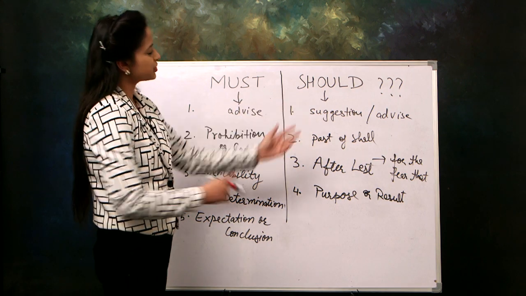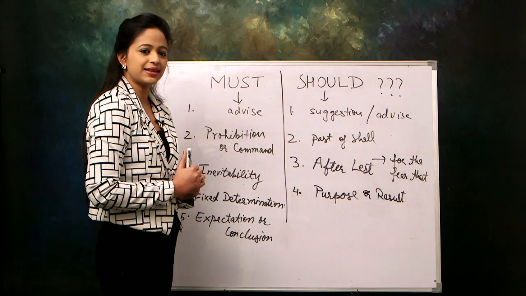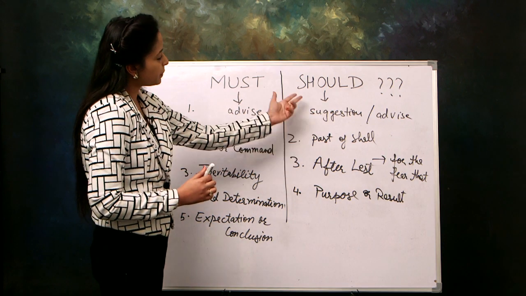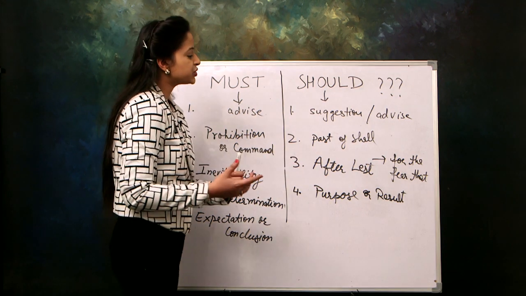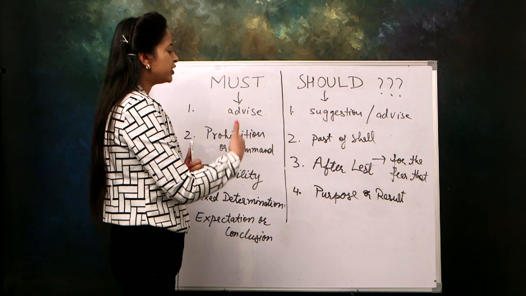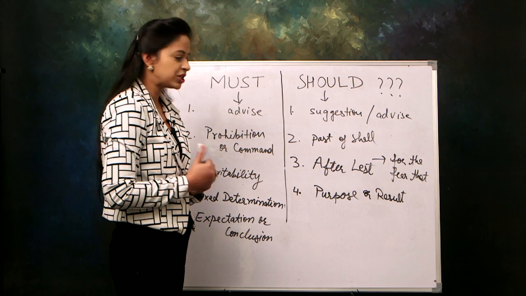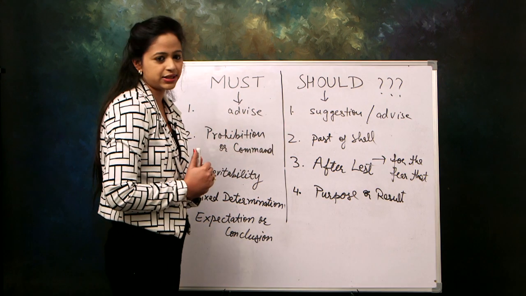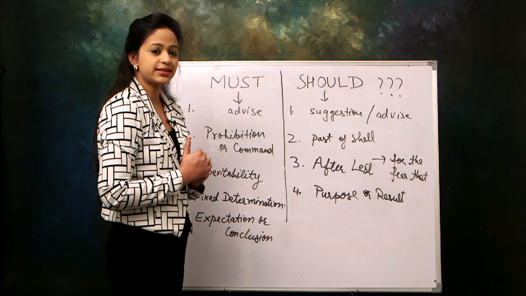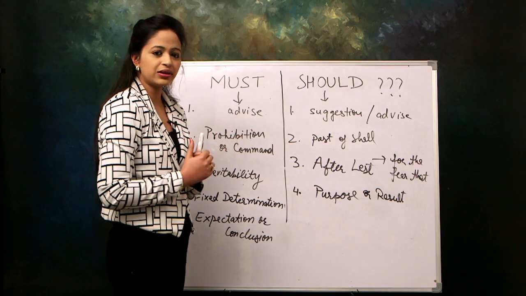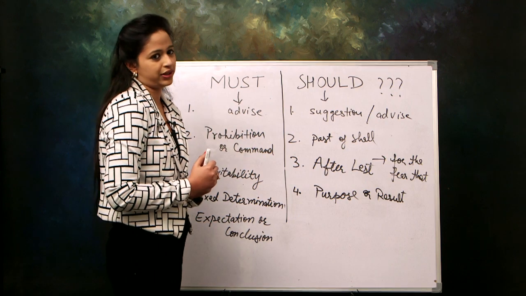And should is used just for normal advice and suggestion. It is also a past of shall. One very important point of should is it is used after lest. We normally do not use it in speaking much, but we use it a lot in writing. For example, I say, walk slowly lest you should slip. Do exercise regularly lest you should fall ill.